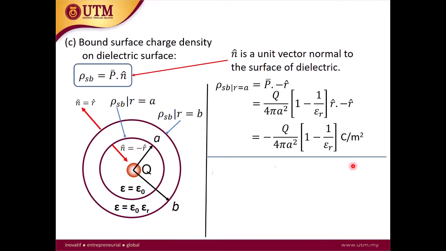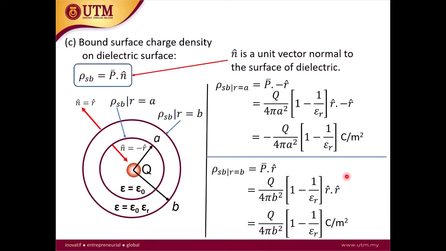Using a similar argument for rho SB at R equal to B, the difference is we dot product our polarization vector with R, because the surface is facing the R direction. And you change R to B. So you get P equal to Q divided by 4 pi B square in bracket 1 minus 1 over epsilon R, in the direction of R, dot product with R. Your final solution will be Q divided by 4 pi B square in bracket 1 minus 1 over epsilon R, coulomb per meter square.